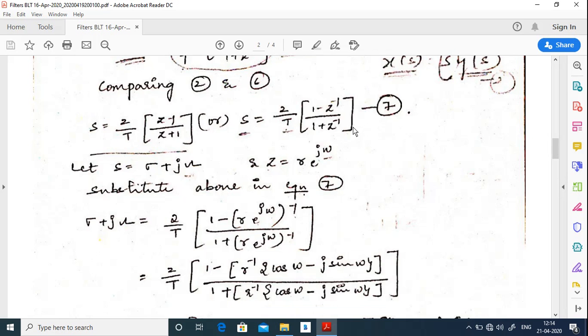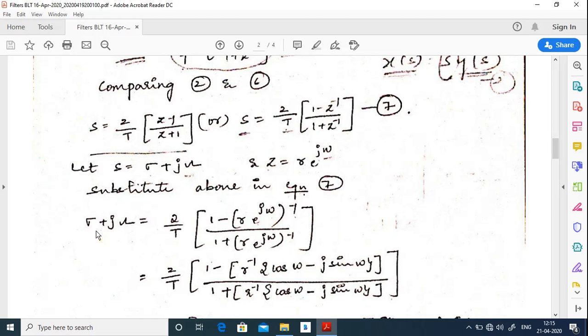But after you convert a transfer function from the analog domain to the digital domain, even in the digital domain your filter should remain stable, right? We're going to check the same now. Let s is equal to sigma plus j omega be any analog pole. In the digital domain, it is given by z is equal to r e power j omega. Now what I'll do is substitute these in equation number 7.